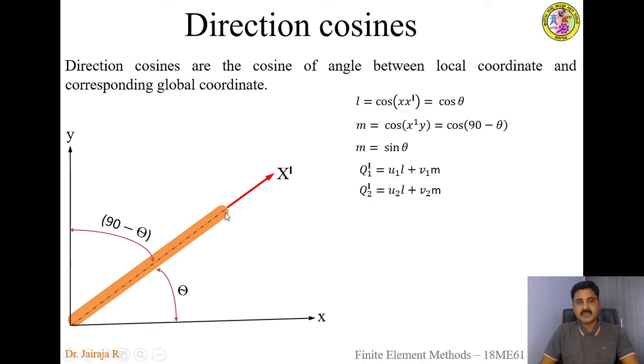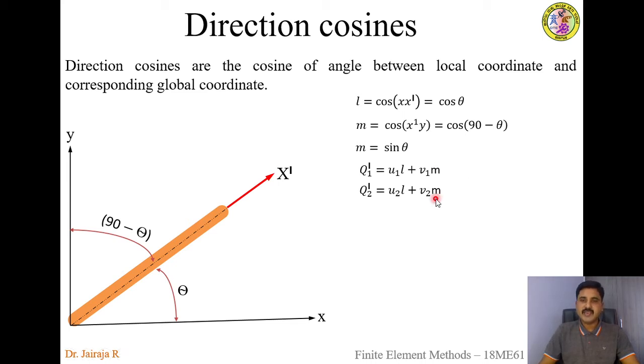Similarly, displacement at node 2 along the x direction is u2, and displacement at node 2 along the y direction is v2. The local nodal displacement at node 1 is q1 dash. Similarly, the local nodal displacement at node 2 is q2 dash. l and m are the direction cosines.